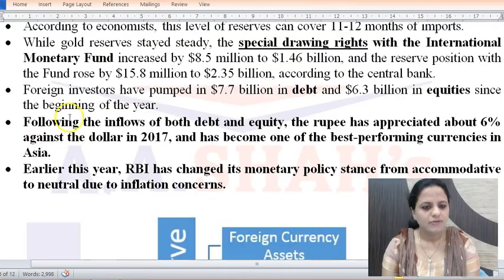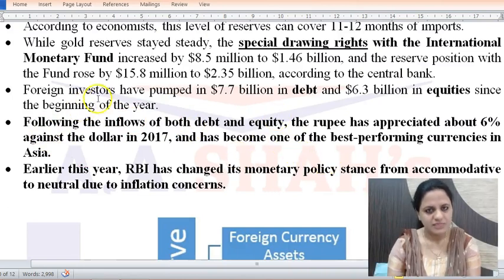So you can see the inflows of both debt and equity have increased. This increase because of foreign investors has appreciated the rupee too, which we have discussed in the news presently. So there's been 6% appreciation of the rupee against the dollar in 2017. So India has become one of the best performing economies in Asia presently in terms of currency.